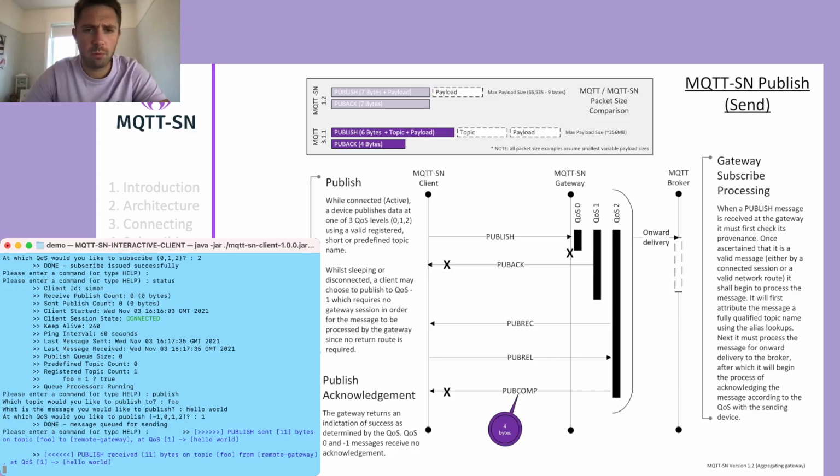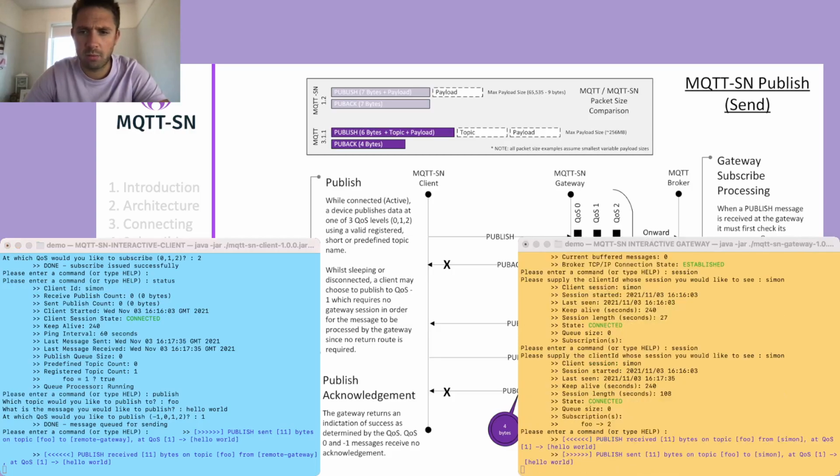And there we go. So what we can see happening there, and in fact let me bring up the gateway window as well, we sent the message from the client, 11 bytes on topic foo to the remote gateway at QoS1, hello world, and moments later the message was received back, reflected from the broker via the gateway, and we can see that the gateway was the intermediary there, sending and receiving those messages to the client.